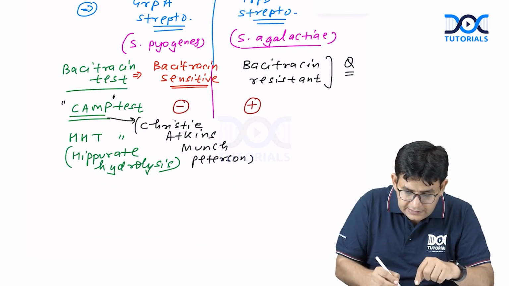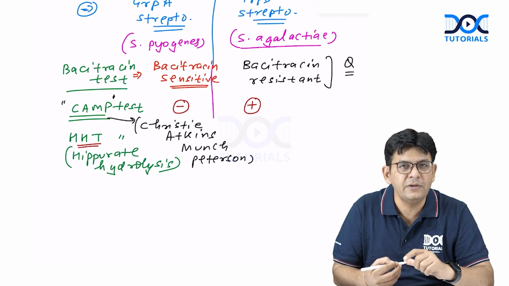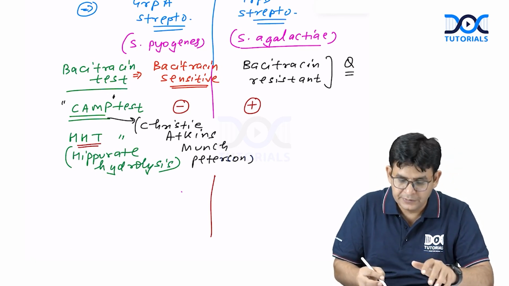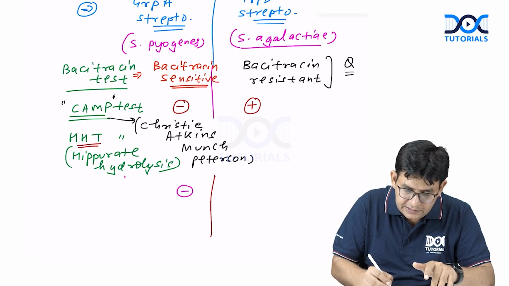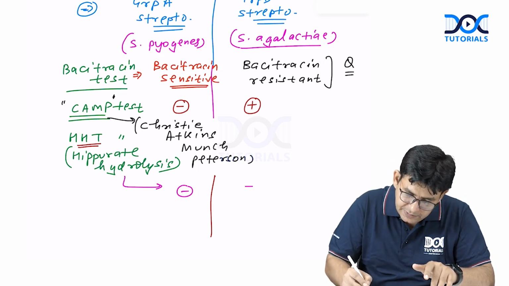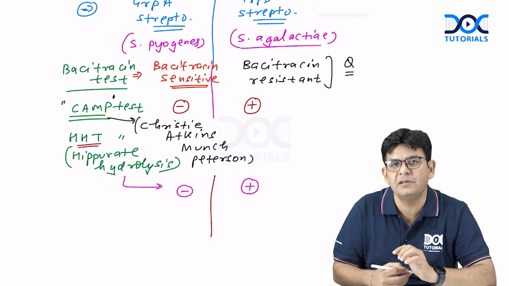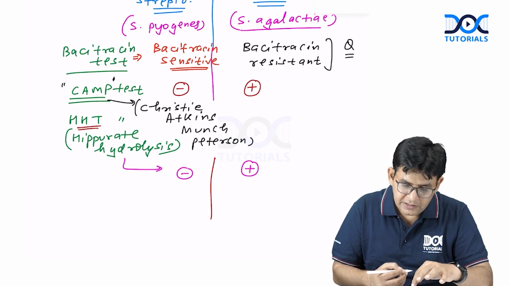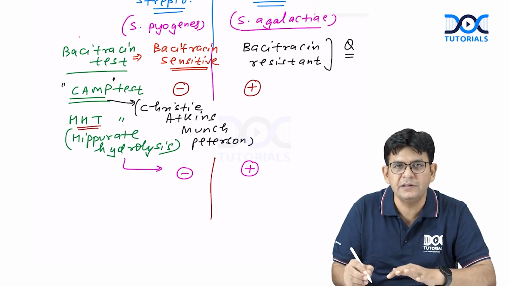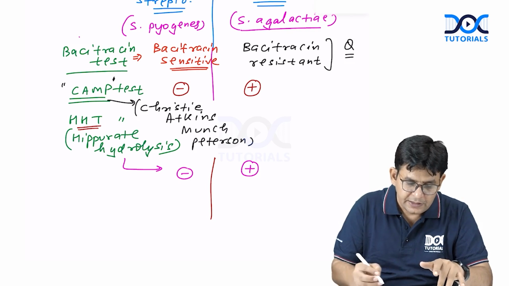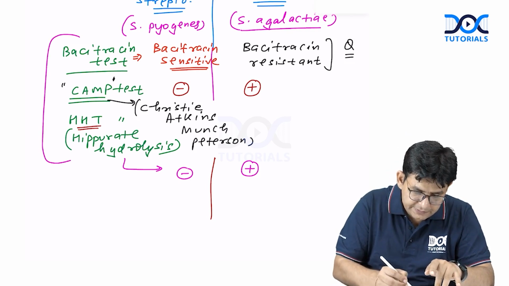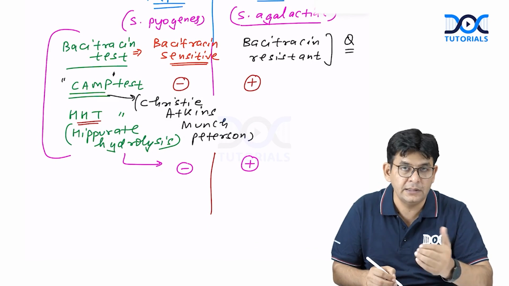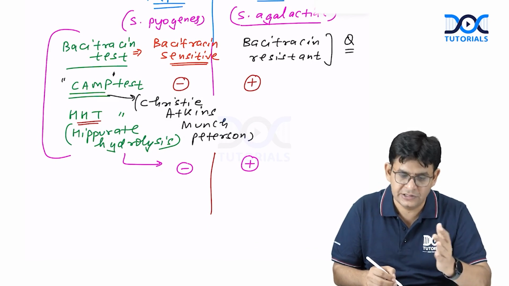Regarding the HHT, Hippurate hydrolysis test. If somebody talks about this test, it is negative in the case of Streptococcus pyogenes, and positive in the case of Streptococcus agalactiae. Is it fine? And these are the 3 important tests which differentiate between group A and group B strepto, and other names obviously you know, pyogenes and agalactiae.